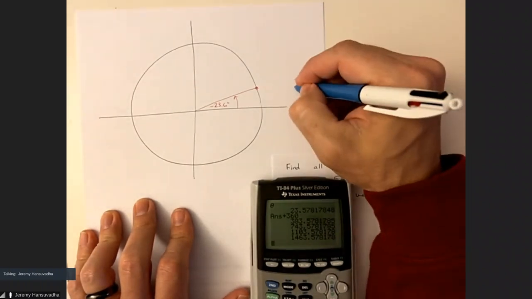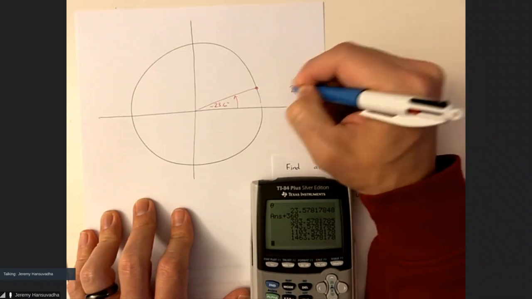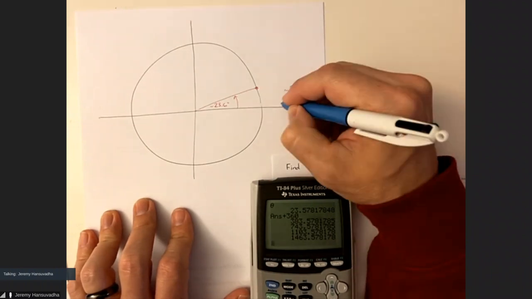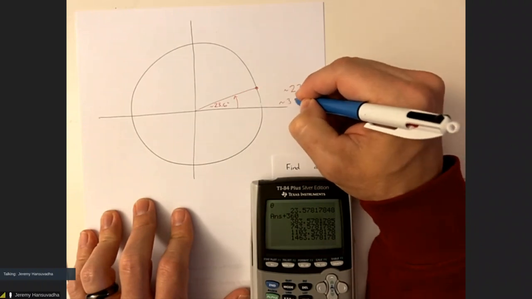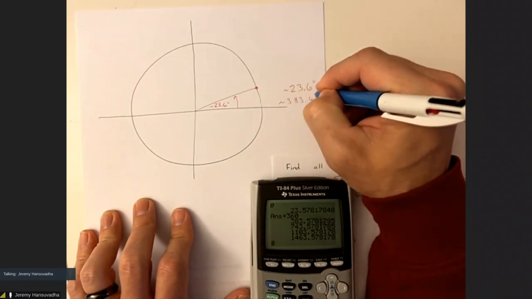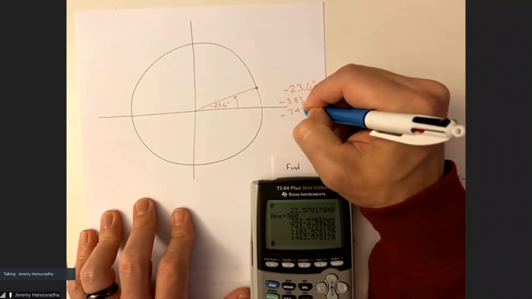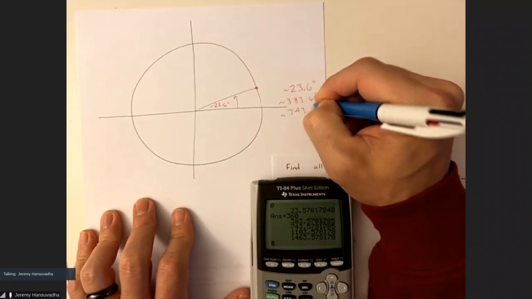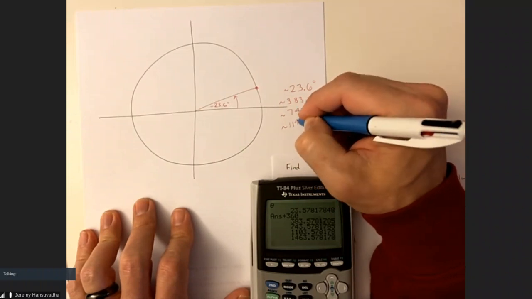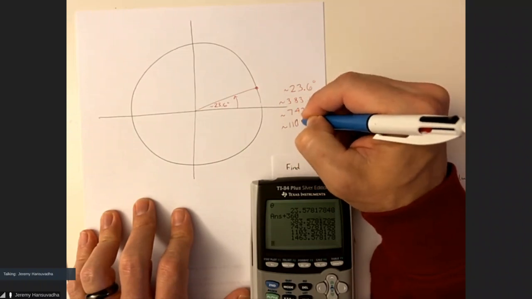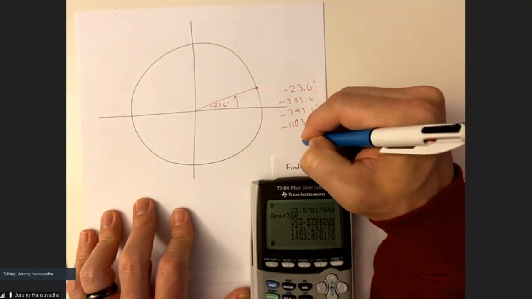So we have 23.6 degrees about. We have about 383.6 degrees. We have about 743.6, about 1103.6, and it keeps going, dot, dot, dot.